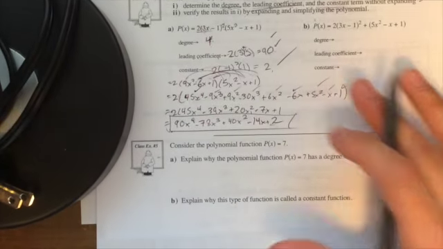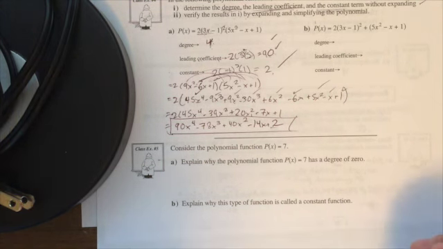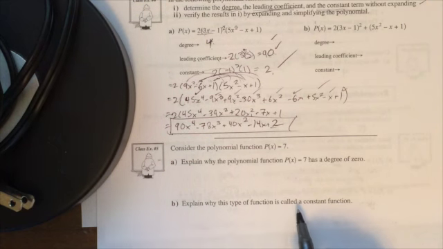Now, let's look at example number 5 here. Consider the polynomial function p(x) equals 7. Explain why the polynomial function p(x) equals 7 has a degree of 0. And then explain why this type of function is called a constant function.